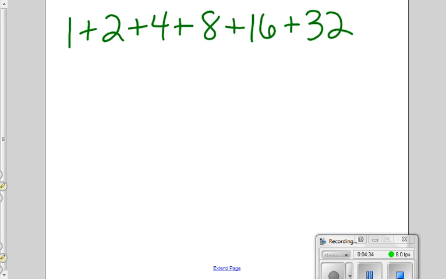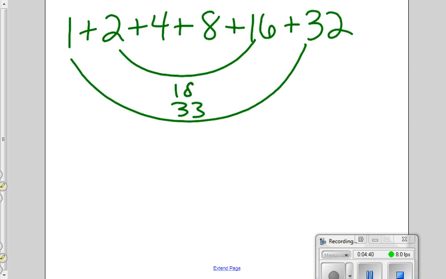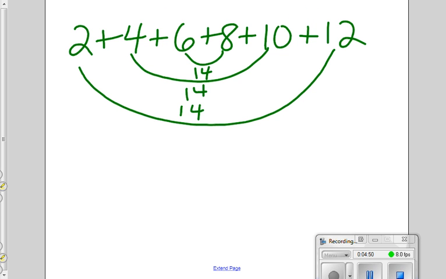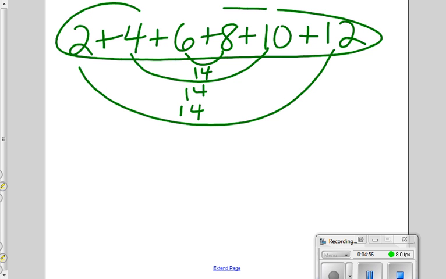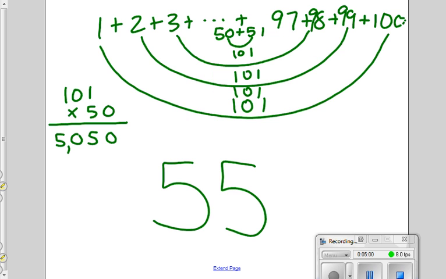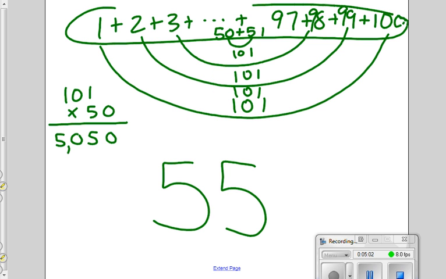What is it doing? So does it still work where you get the same number here? You could do that method and then add those numbers, but it's not working like these did, right? You had the same number how many times? By the way, how many numbers were here? 6. And how many 14s are there? 3. How many numbers were here? And how many 101s were there?